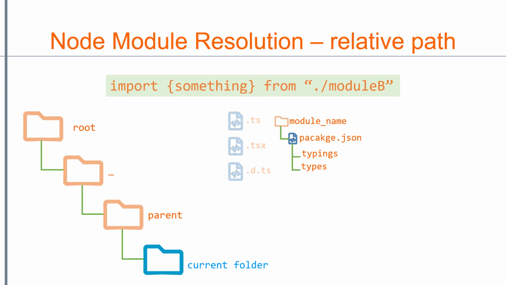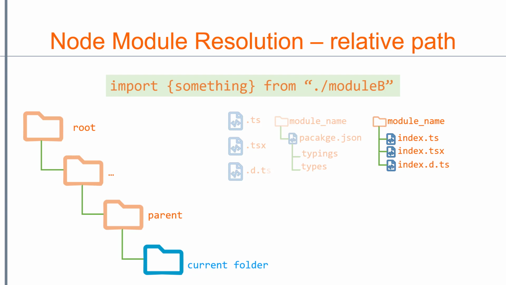If the typings key is not found, or the file specified as the value for the typings key could not be resolved, then it looks for a types key. If the types key is present, then it looks for the file specified as the value for this key. TypeScript follows the node module resolution process recursively to resolve the file specified as the value for the types or typings key. If package.json is not found, or it doesn't have a typings or types key, or the file name specified in those keys could not be resolved, then it looks for a TypeScript file called index inside the module B folder.